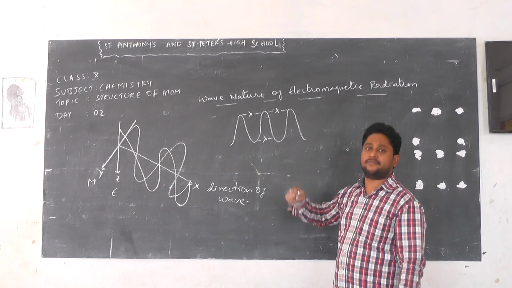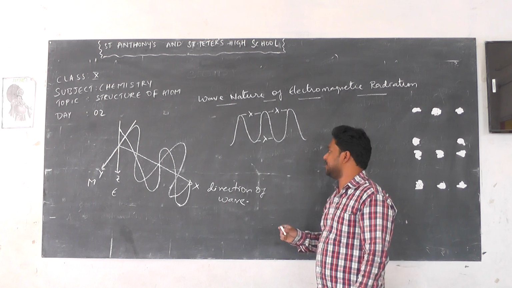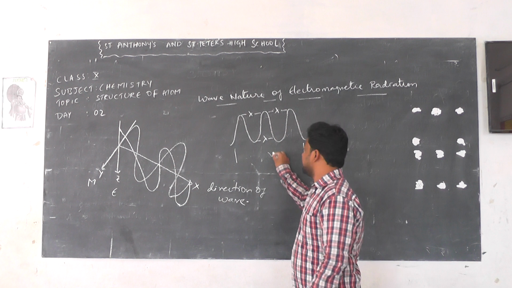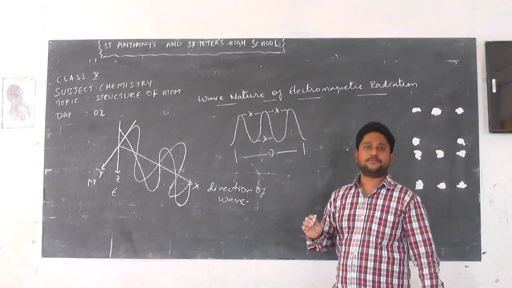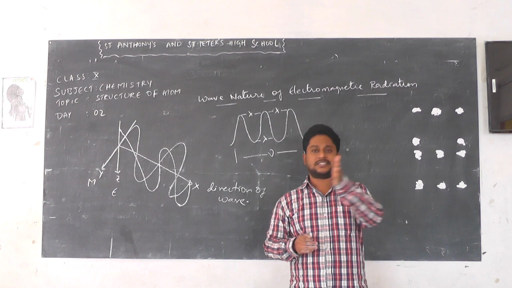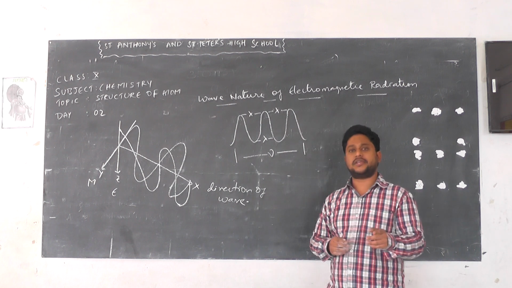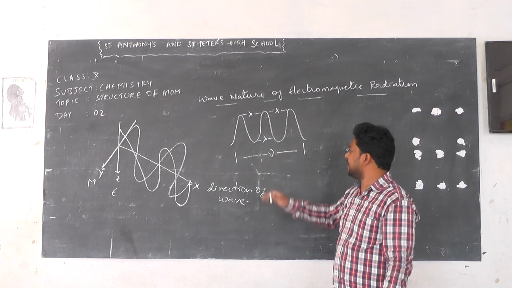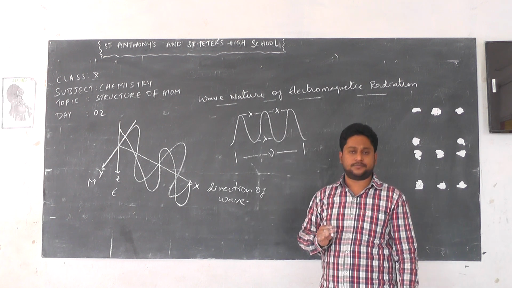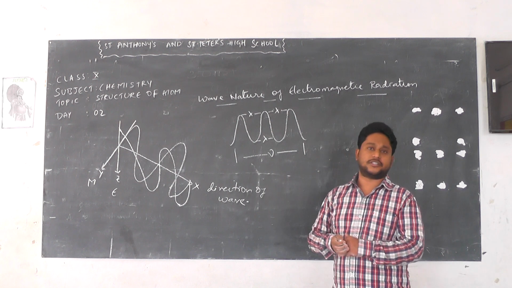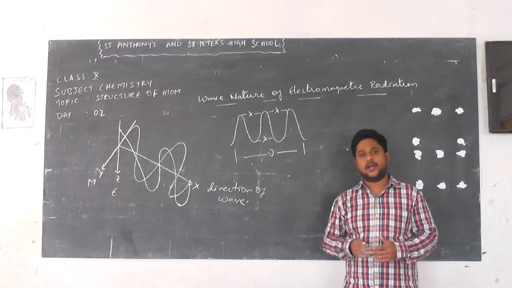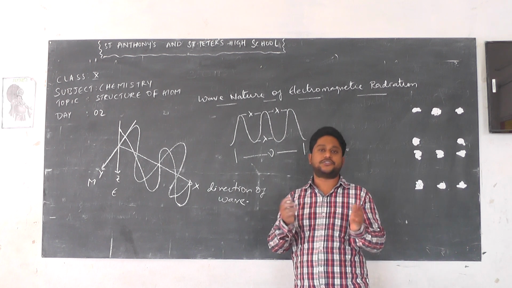The next term we have to discuss is frequency. The number of waves produced in a given time is represented by frequency. Wavelength is the distance between two crests or two troughs, and frequency is the number of waves produced in the given time. They are inversely related: as the wavelength increases, the frequency decreases, or as the wavelength decreases, the frequency increases.